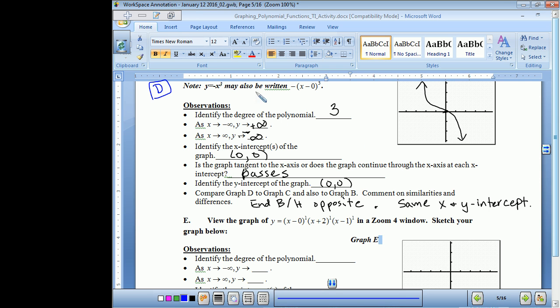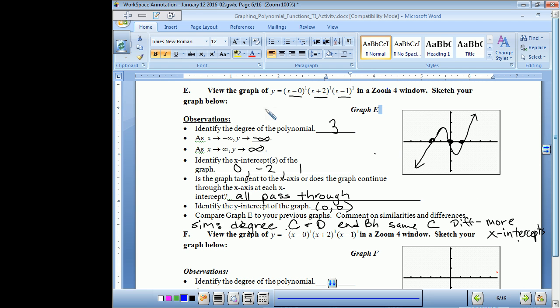All right, D. So this is exactly like C, except there's a negative out in front. So it's just going to switch that end behavior. So as x approaches negative infinity, y approaches positive infinity, and as x approaches positive infinity, y approaches negative infinity. The x and y intercepts did not change. It still passes through. So how does this compare to C? It has the opposite end behavior. But they still have the same x and y intercepts. So the 0 didn't change. Any questions?